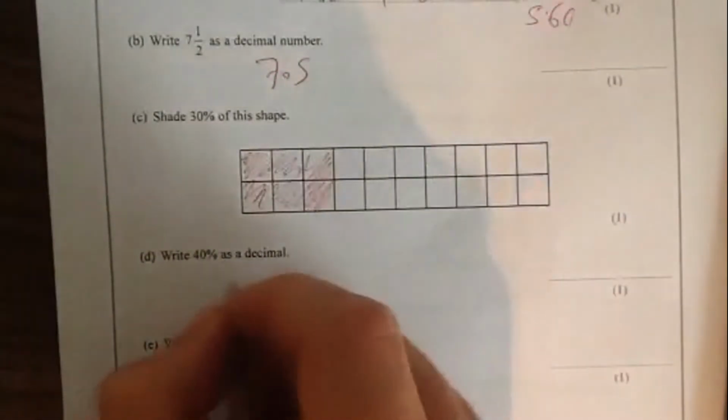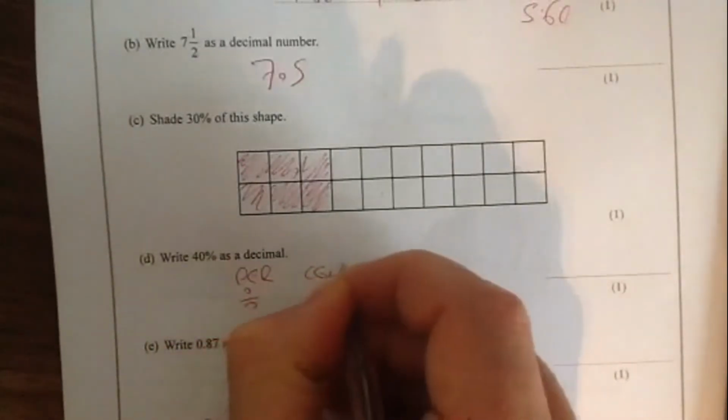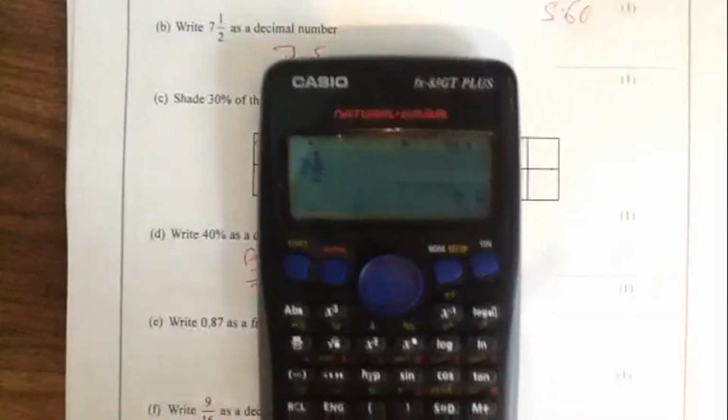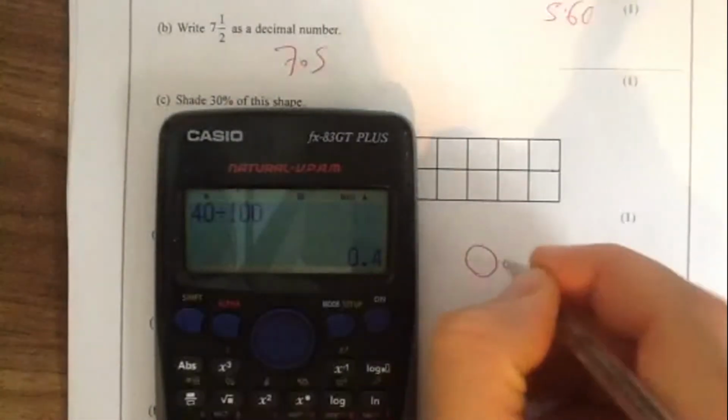Right, 40% is a decimal. Now, percent, the word actually, per means divide, and cent means out of 100. So I have to do 40 divided by 100. I'll use my calculator for everything, because it's a calculator paper. S to D, 0.4.